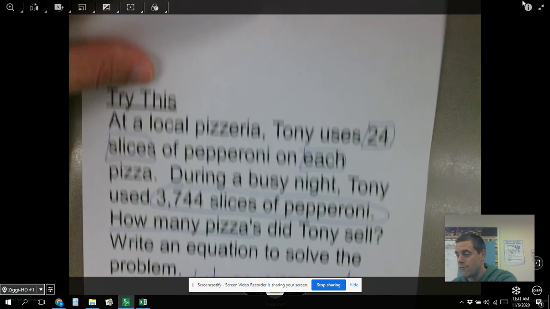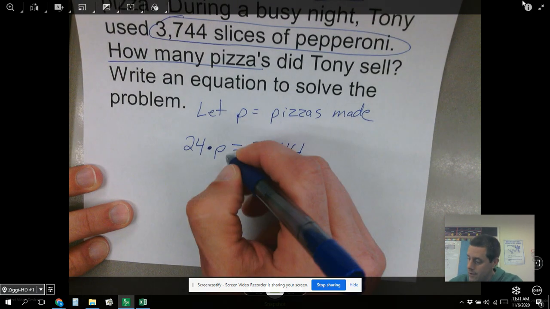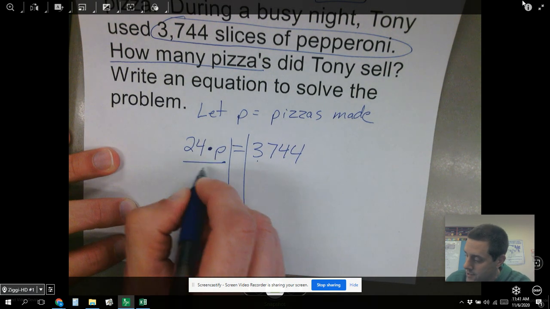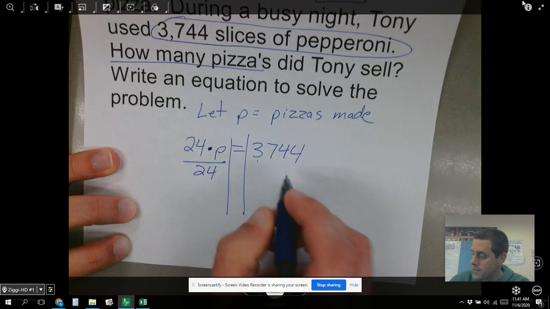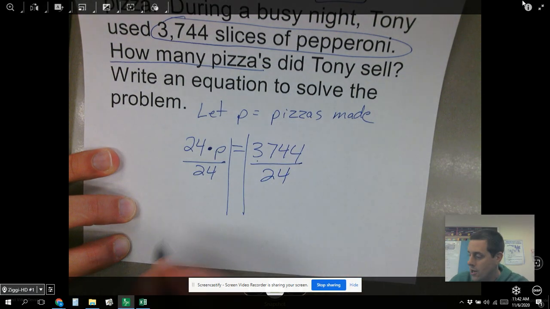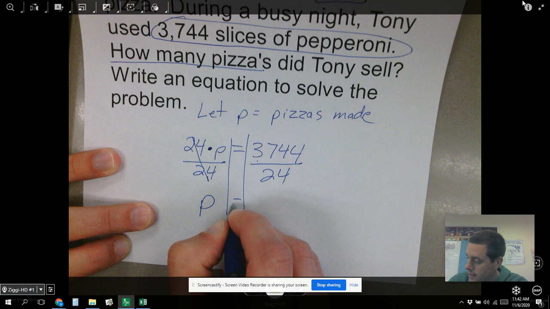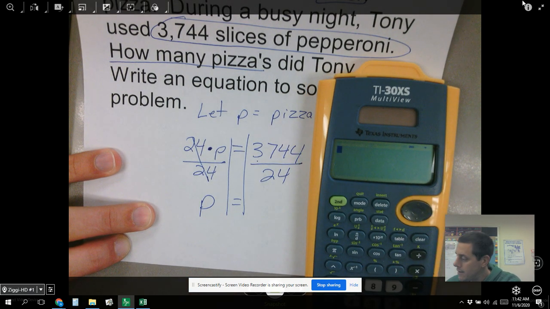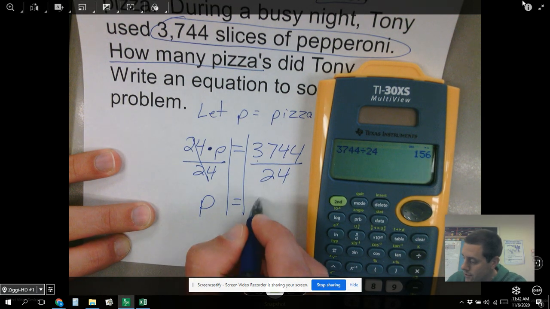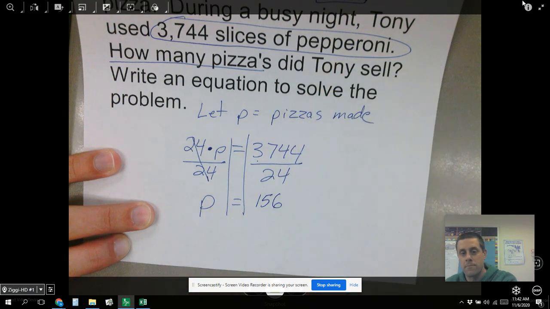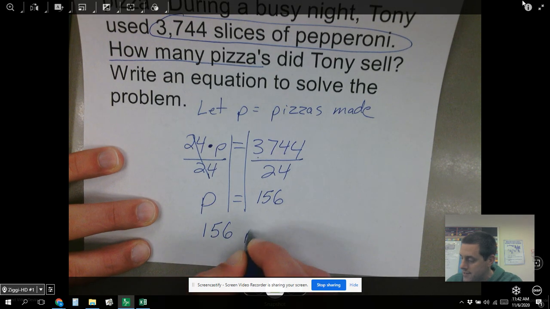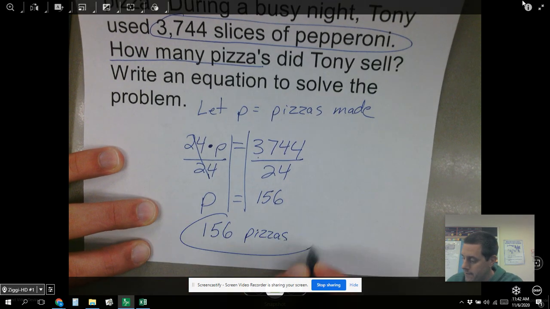Now, if we want to solve for how many pizzas Tony made that night, we're going to isolate the variable P. P is being multiplied by 24. The inverse is to divide by 24. Whatever you do to one side of the equation, do the same thing to the other side. We are left with P equal to, grab that calculator for this big calculation, 3,744 divided by 24 gives us the result of 156. The solution P equals 156, and in this scenario, that would mean Tony made 156 pizzas last night.